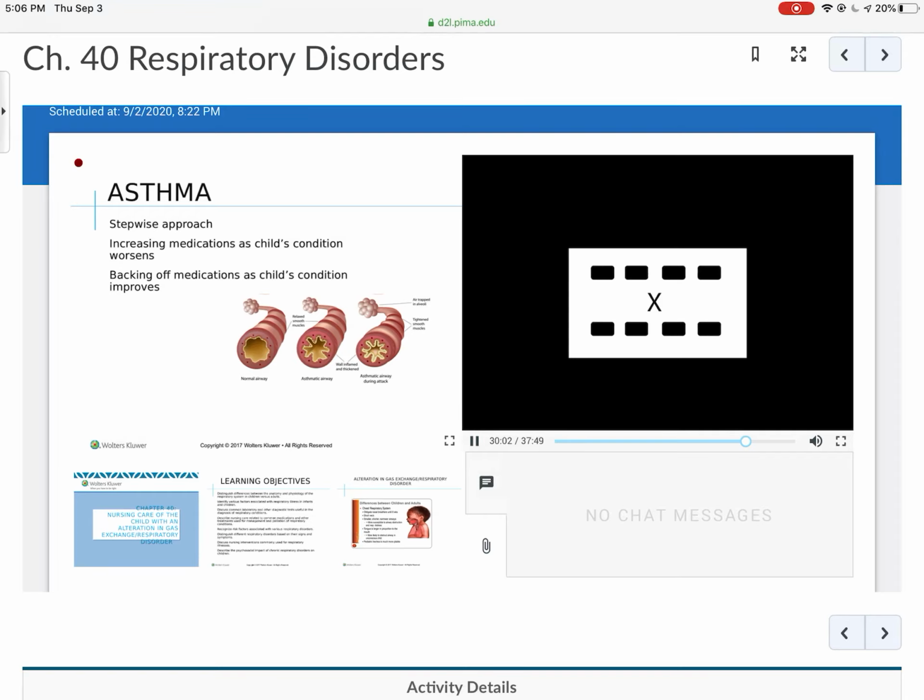So with asthma, your goal is always to keep them out of the hospital, out of the doctor's office, things like that. And so avoiding those triggers. We treat them with short-acting bronchodilators. We treat them with steroids. We treat them with inhalers, which are short-acting bronchodilators.